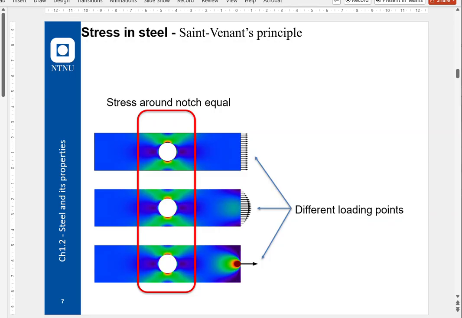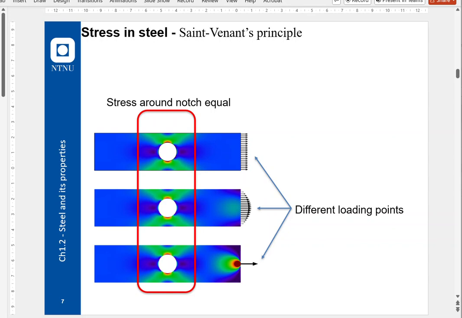We are now looking at something called St. Venant's principle. And to the right, you can see the same specimen 3 times, analyzed for stress through a notch, through a hole in it. And you can see that it has been loaded differently. At the bottom, it's like a point. At the top, it's an equal loading, and in the center, it is an uneven loading. And you see around the notch, it has the exact same stress, regardless of the point loading.